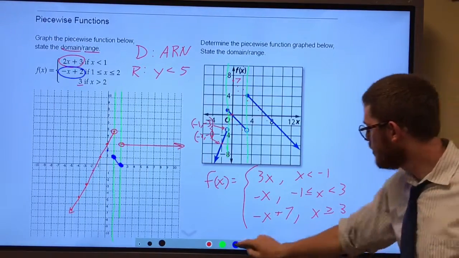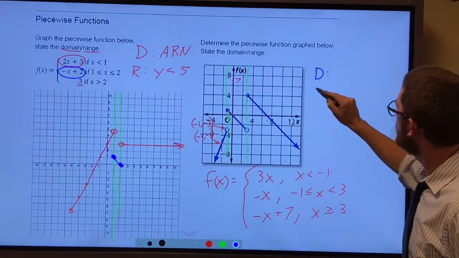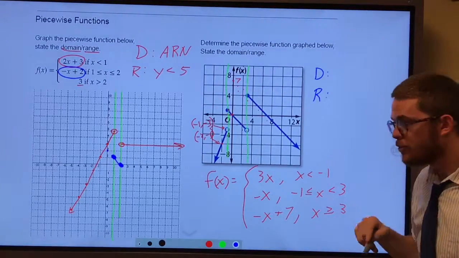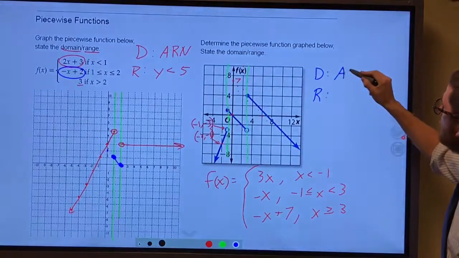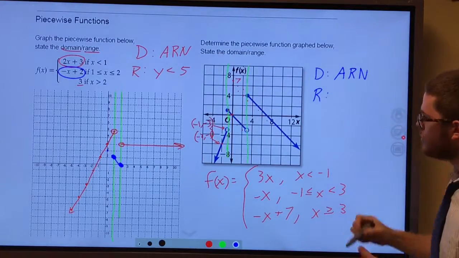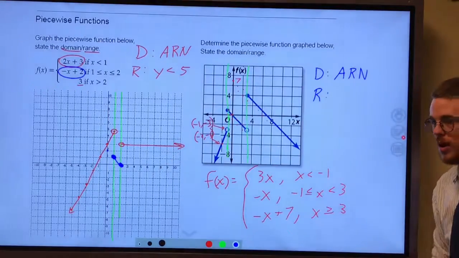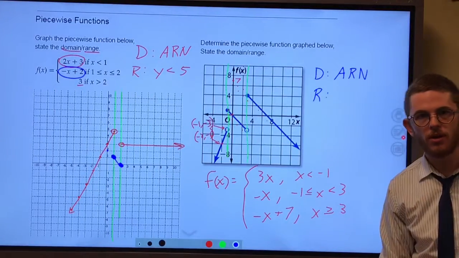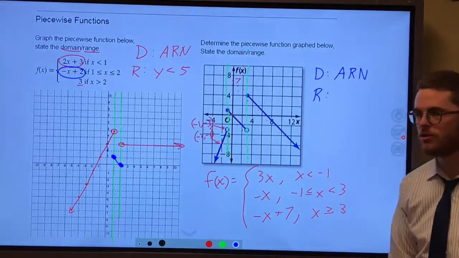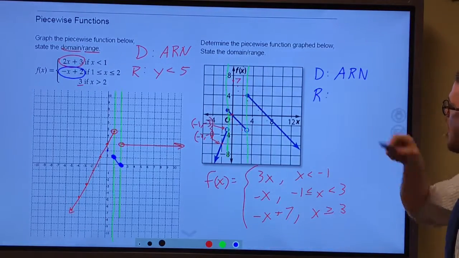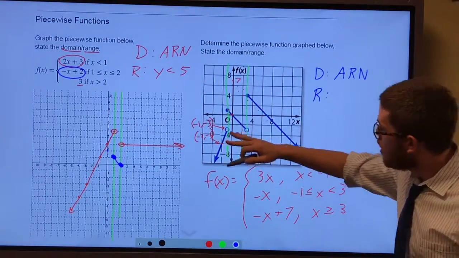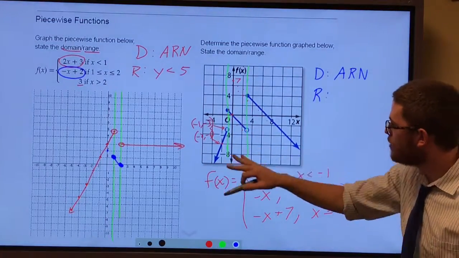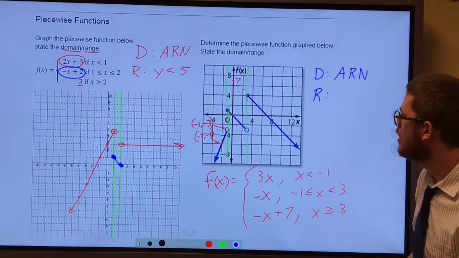Finally, let's take a look at our domain and range. The domain, all real numbers. Once again, notice it's pointing to the left, it's pointing to the right. Any real number I can think of satisfies these three inequalities. So there's no excluded values, nothing like that. Our range, well, we're pointing down, so all these y values are true.